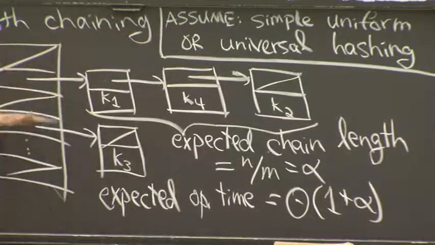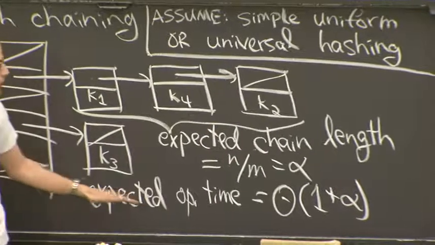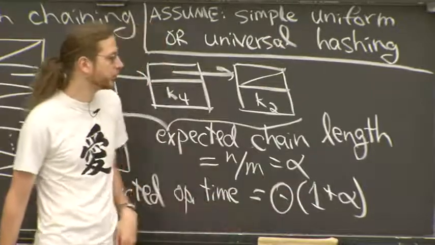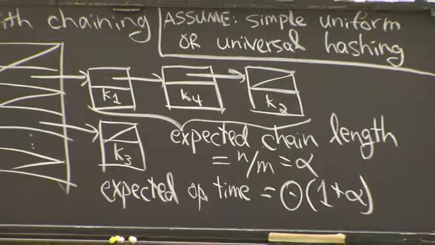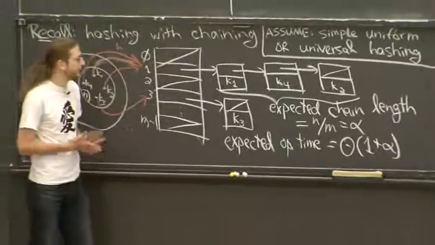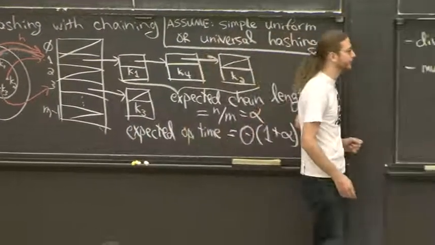And we concluded that the operation time to do an insert, delete, or search was order 1 plus alpha. So that's in expectation. So that was hashing with chaining. This is good news. As long as alpha is a constant, we get constant time.